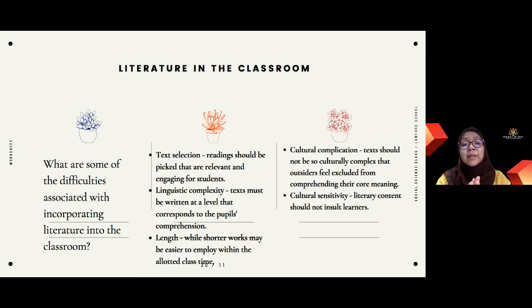Linguistic complexity. Text must be written at a level that corresponds to the pupil's comprehension, meaning it must be differentiated teaching. Someone who is competent will feel bored with a simple text, but someone who is not so competent will feel challenged and probably depressed if they cannot understand any of what they have to read. Length, while short works may be easy to employ within the allotted time, maybe you need to cater also for longer ones for those who are proficient in the language. Cultural complication, text should not be so culturally complex that outsiders feel excluded from comprehending their core meaning.